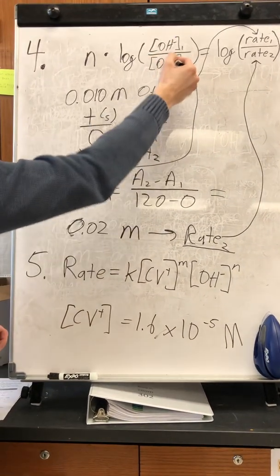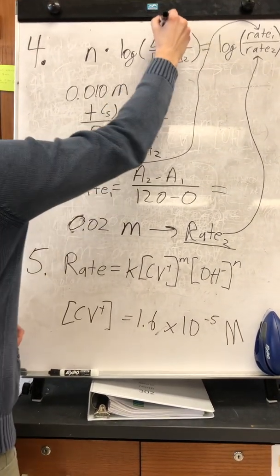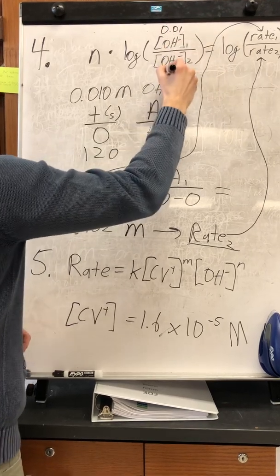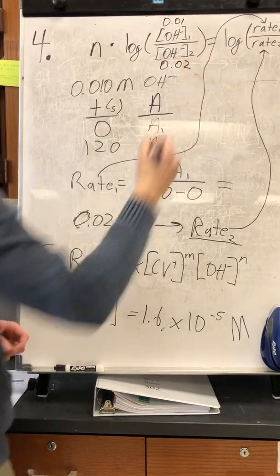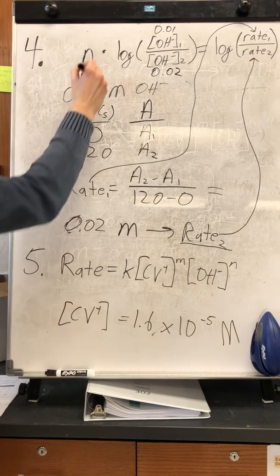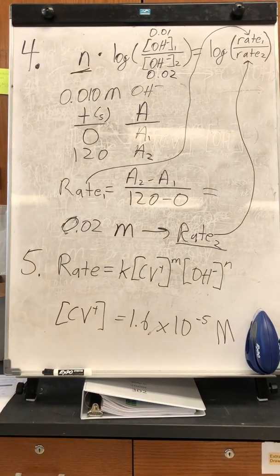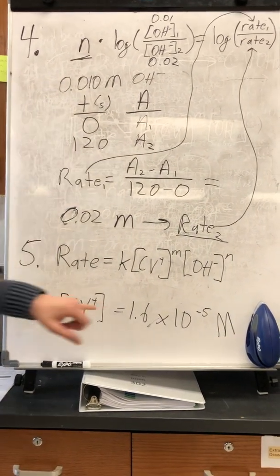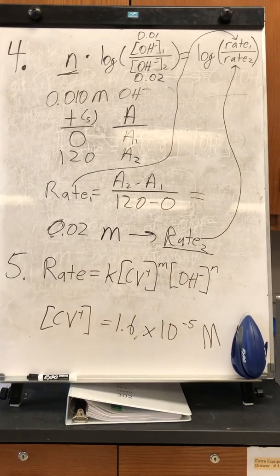And remember, we know these hydroxide concentrations. This is 0.01, this is 0.02. So you just plug those in, and then you solve for N. And remember, N is your reaction order for hydroxide.